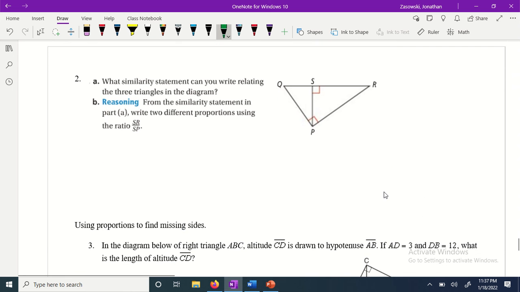So let's take a look at number 2. Write a similarity statement. What similarity statement can you write relating the three triangles in the diagram? So before we do question A, we're going to go ahead and redraw our triangles. Now they're going to look just like this, okay? So we like to call this a chopped out right triangle.